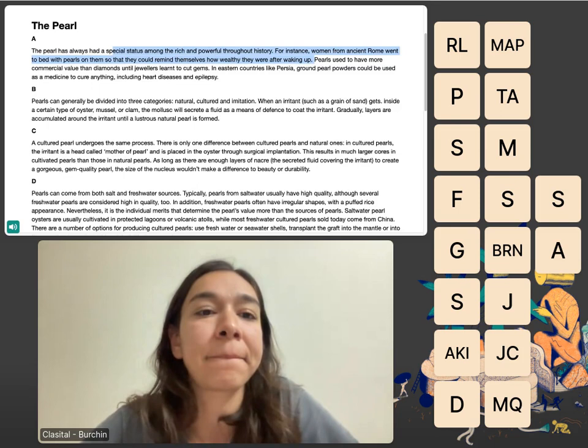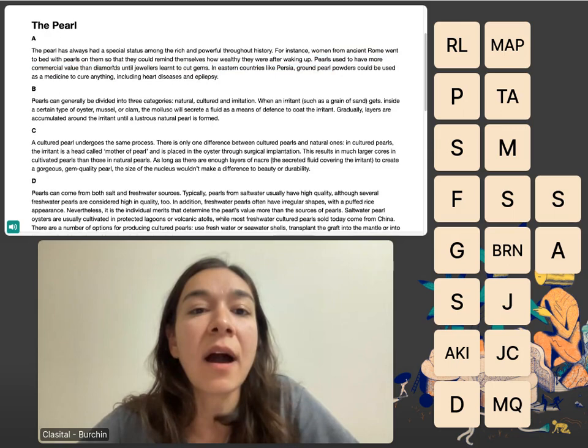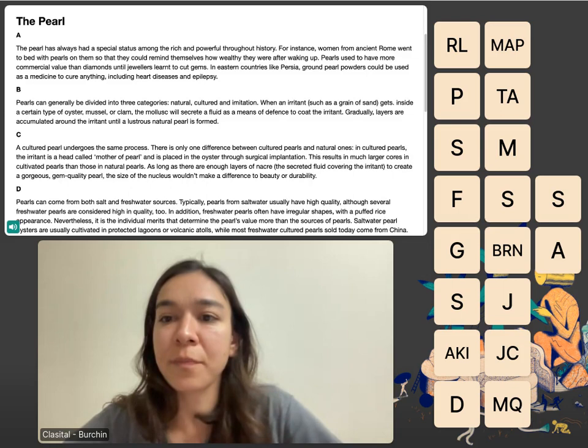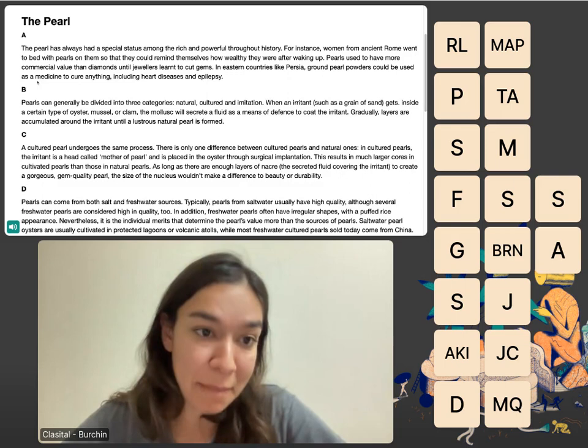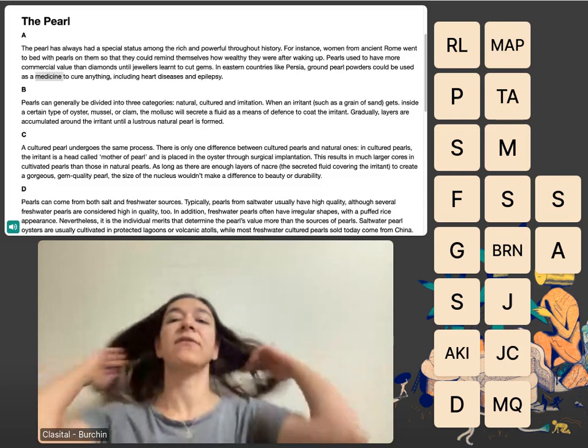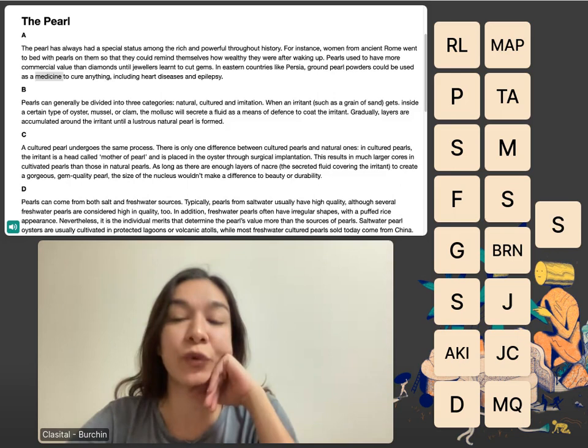Pearls used to have more commercial value than diamonds until jewelers learned to cut gems. In Eastern countries like Persia, ground pearls powders could be used as a medicine to cure anything. Medicine, it looks like another keyword to me, including heart diseases and epilepsy. So come on, you can do this. What is the answer for 5 and 6? What do you think? You can write no more than 2 words.